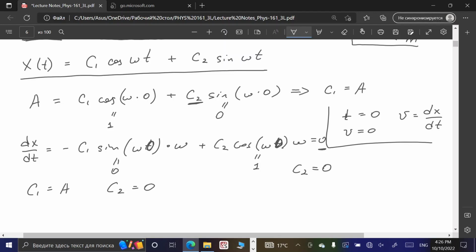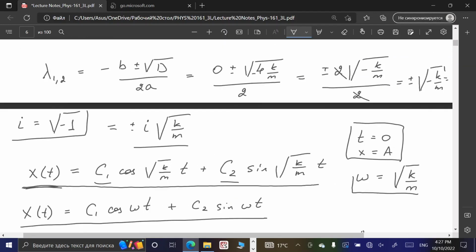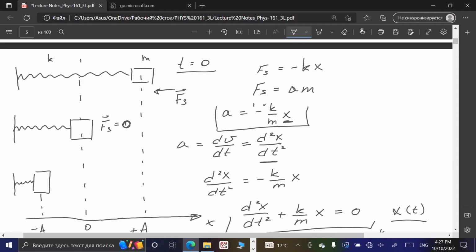So we can write the solution for the differential equation considering our specific condition, when the initial position of the block is positive A at t equals 0. So our position or displacement as a function of time will be A times cosine omega t. That is the solution for the specific condition which is described here in our figure.